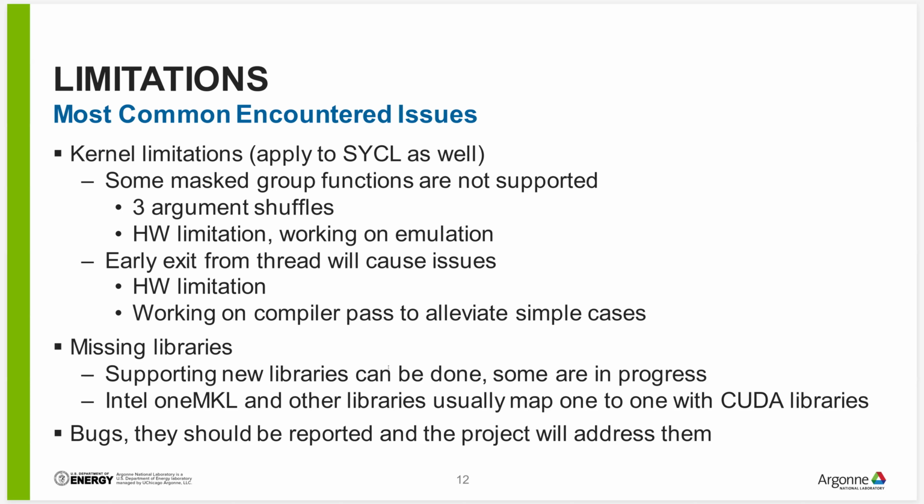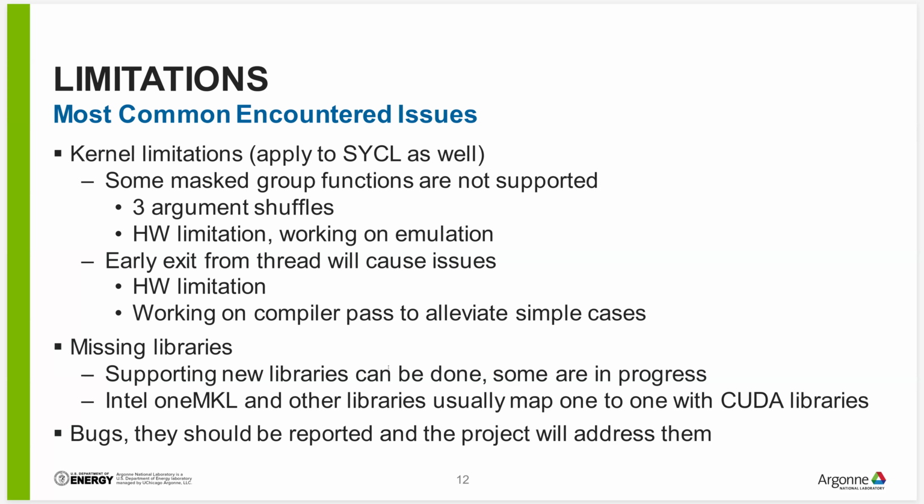Early exit from a thread can also cause issues, especially if combined with barriers. So we are trying to work on compiler passes to alleviate this. But the idea is that on Intel hardware, if all threads do not participate in the barrier, it will wait. Whereas on CUDA, a thread that already exited will be considered always participating in the barrier. It's a simple one-term model, but it helps in understanding what the issue is. So we're trying to work on compiler passes to alleviate the simplest cases, but the general solution is maybe not attainable this way.